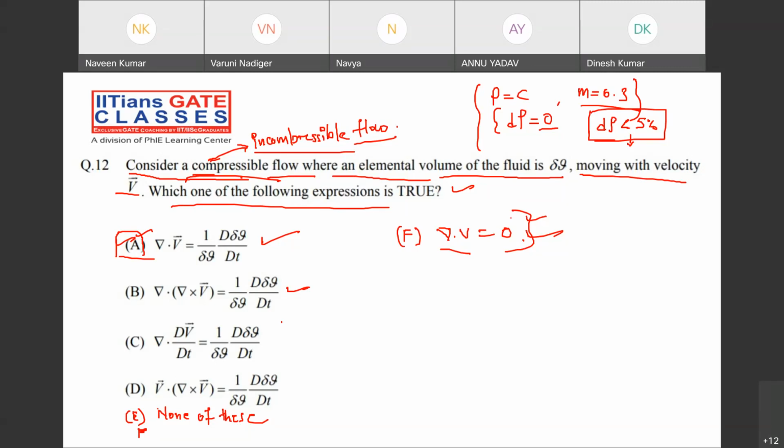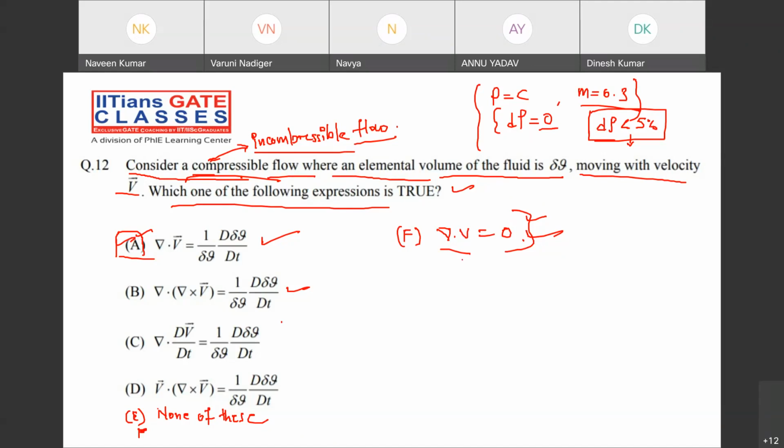What's your name? Anu. Okay, tell me why F is the correct option. Sir, in the momentum equation, if we put rho equal to a constant, then we will get del dot V equals 0. Okay, let's forget about the momentum equation. I haven't taught you anything about the momentum equation.